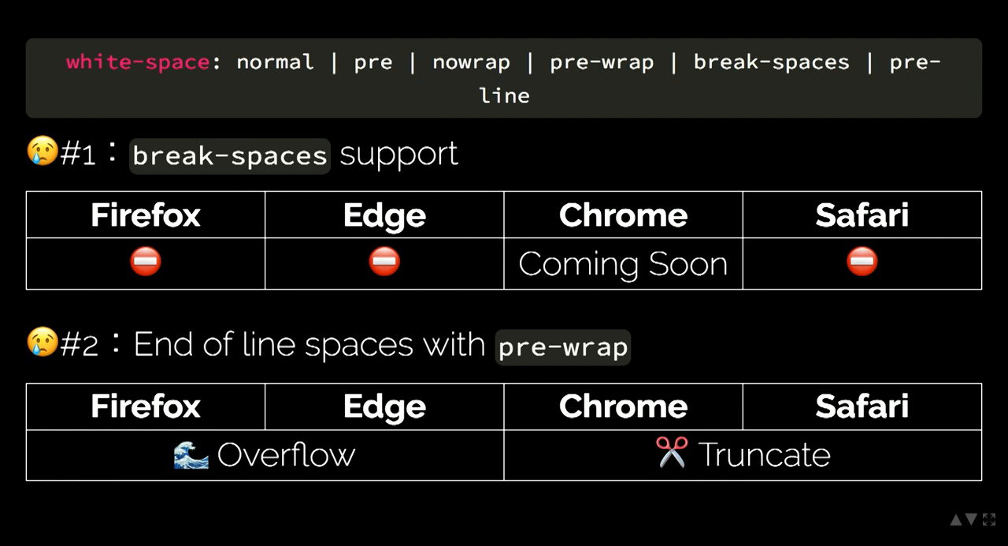But pre-wrap has its own set of issues, because for the spaces that are at the end of the line, browsers don't exactly agree on what they're supposed to do. Some of them just let them overflow. Some of them just truncate it where you hit the edge of the element. If you don't like that, go complain at the browsers.